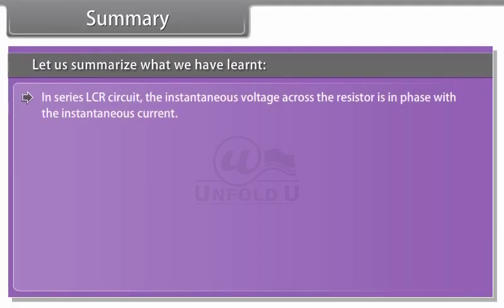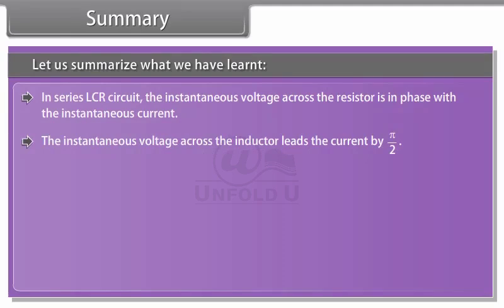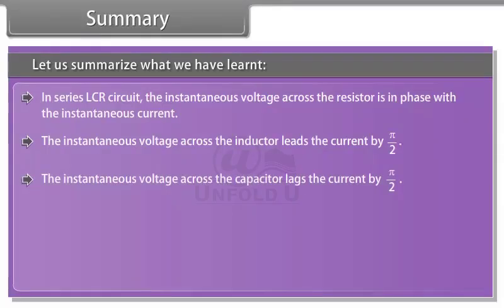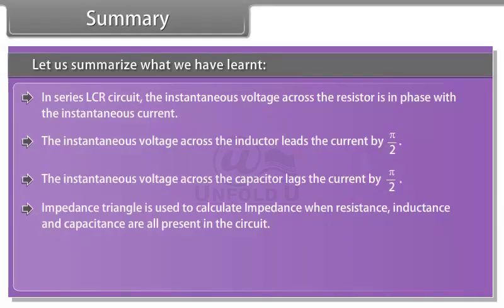Summary. Let us summarize what we have learned. In series LCR circuit, the instantaneous voltage across the resistor is in phase with the instantaneous current. The instantaneous voltage across the inductor leads the current by pi by 2. The instantaneous voltage across the capacitor lags the current by pi by 2. Impedance triangle is used to calculate impedance when resistance, inductance and capacitance all are present in the circuit.